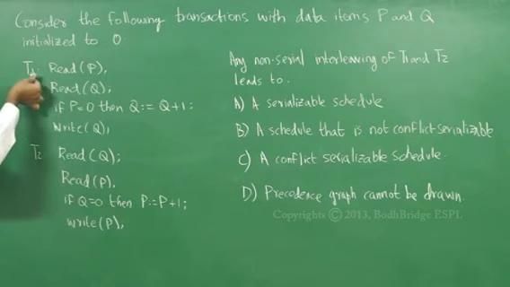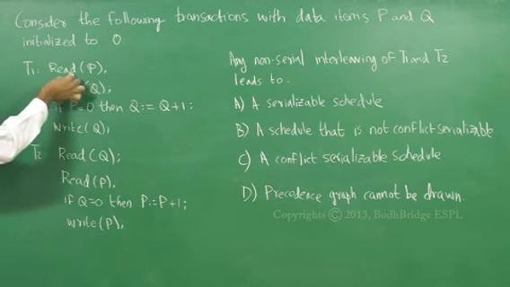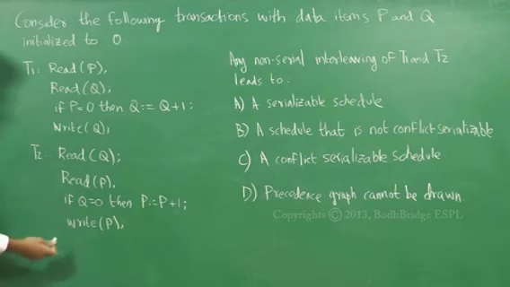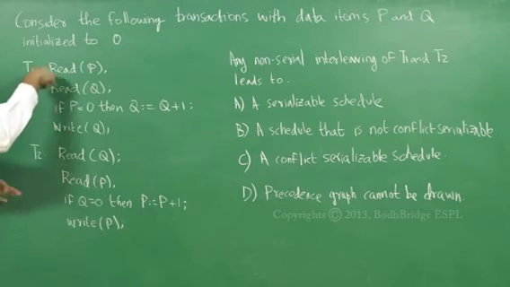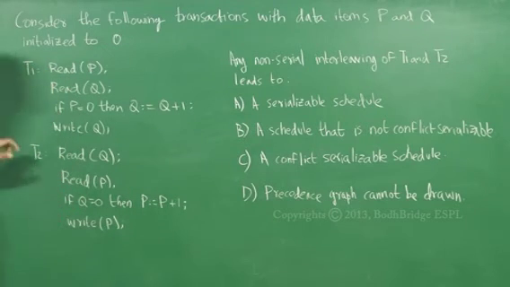So the first instruction of T1 is read of P and the last instruction of T2 is write of P. So in the precedence graph, there will be an edge from T1 to T2. Similarly, the first instruction of T2 is read of Q and the last instruction of T1 is write of Q. So there is definitely an edge from T2 to T1 also, which implies that there is a cycle in the precedence graph, which implies T1 and T2 are not conflict serializable.